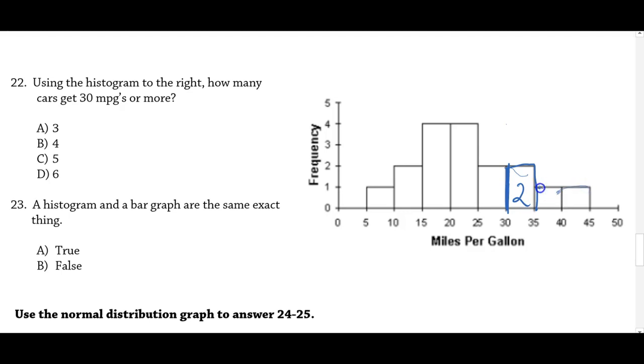How much are each of these worth? Because I want 30 or more. 1 each, right? So if I add those, what do I get? 4. So 2 plus 1 plus 1. That would give me 4 cars in that range.